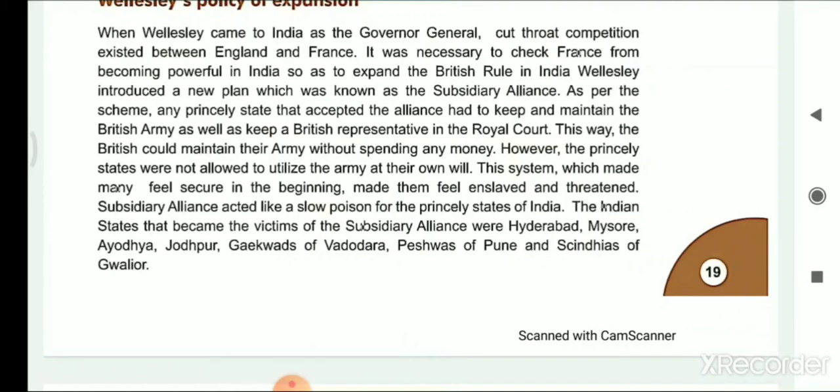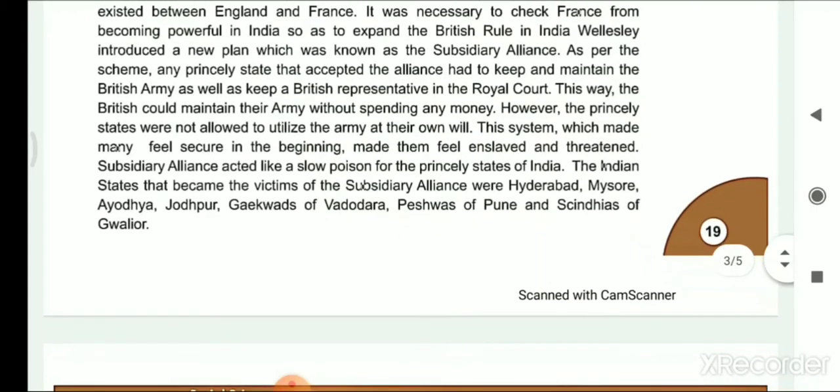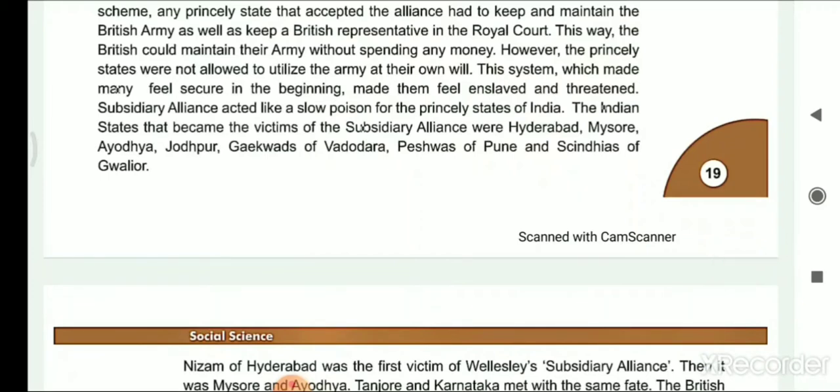The Indian states that became victim of subsidiary alliance were Hyderabad, Mysore, Ayodhya, Jodhpur, Gaikwads of Varodras and Peshwas of Pune and Sikandis of Gwalior. So the states which accepted these policies were as under. They were Hyderabad, Mysore, Ayodhya, Gaikwads, Peshwas of Pune and Sikandis of Gwalior.